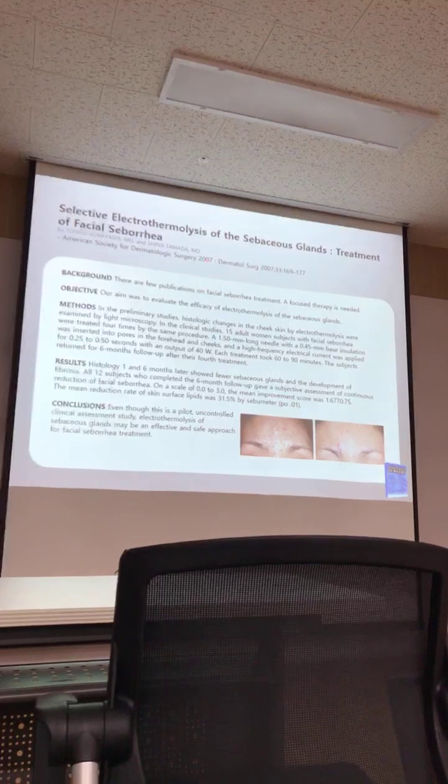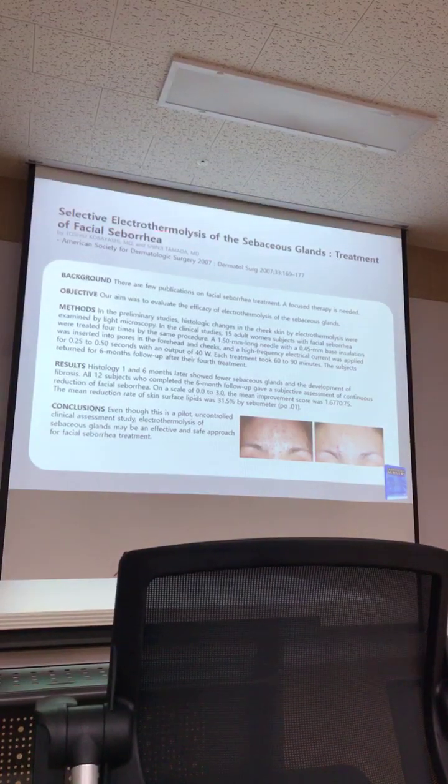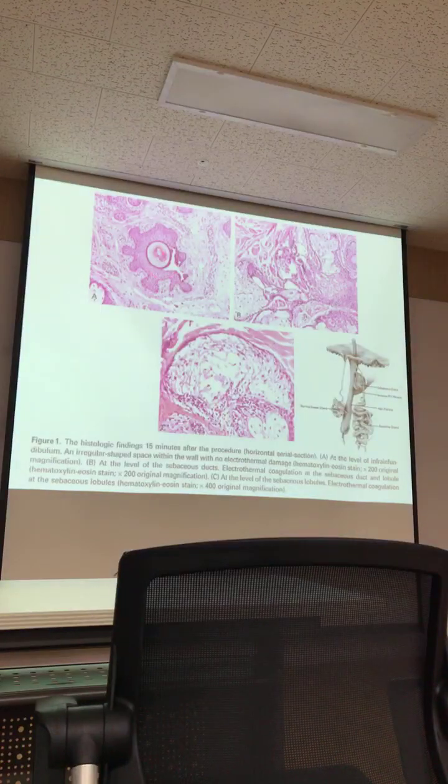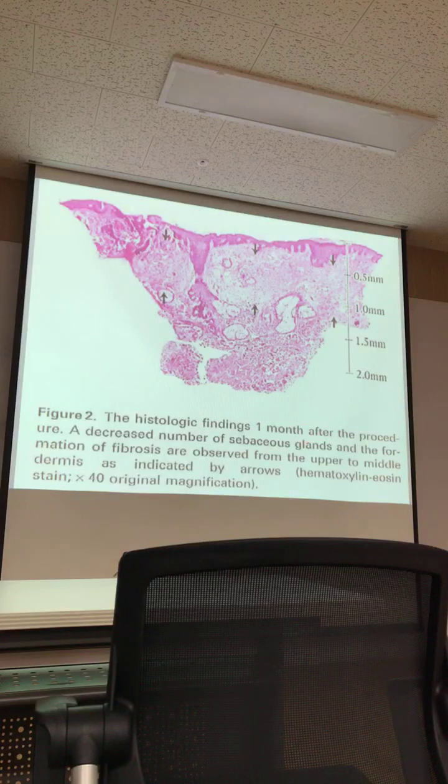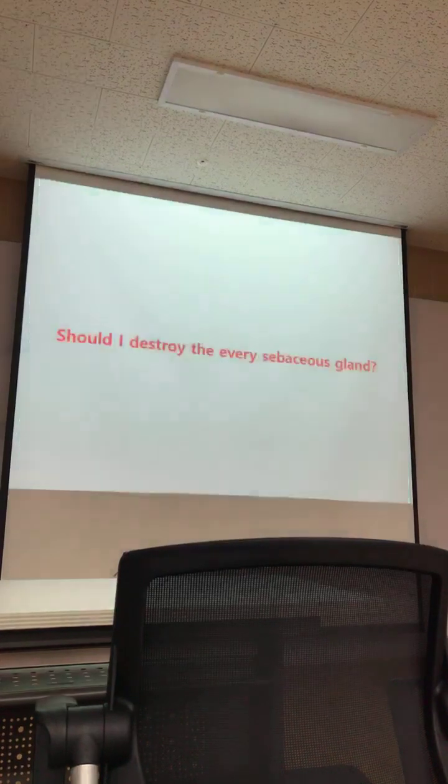We did many studies and published some articles. This is the first published article on selective sebaceous gland destruction. A is the infundibulum, B is the upper sebaceous gland, C is the lower bottom of the sebaceous gland. You can see the extensive destruction. These are the histologic findings 50 minutes after the procedure. And then 1 month after, you can see that in the treated area, there is no sebaceous gland.